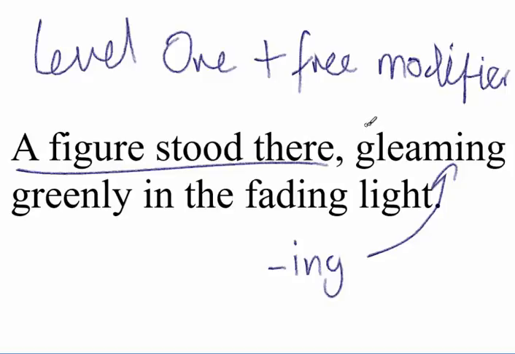And we call it a level 2 because it refers to something in the level 1. So in this case, what does it refer to? Well, it refers to the figure. Okay, so what is gleaming greenly in the fading light? The figure is gleaming greenly in the fading light. So that's our level 1. And then our level 2 over here refers to more of the level 1. Okay, so that's at the basic level how to do free modification.